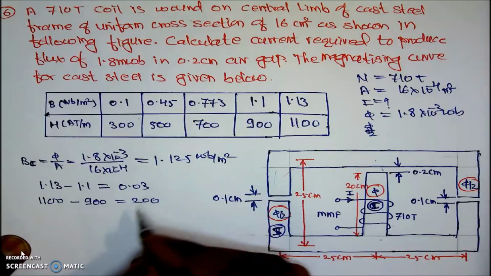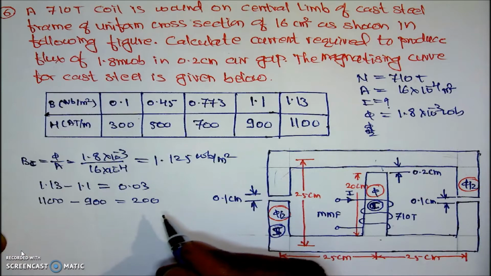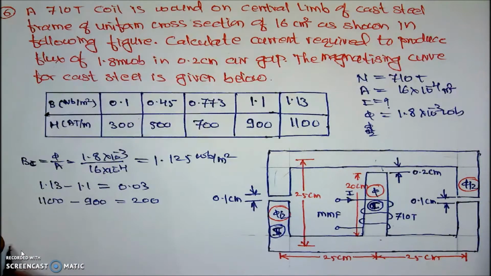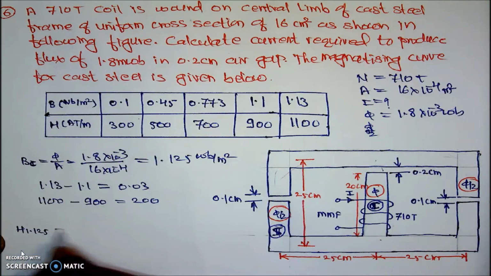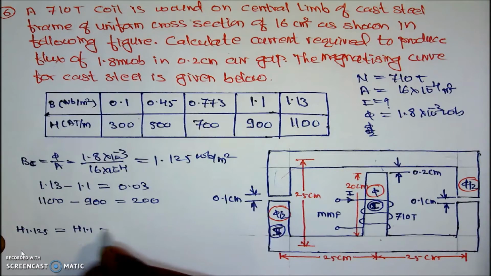And here in this case, according to what value we need, I will do the next calculation. Means we need to calculate H at 1.125, which is equal to H available at 1.1 plus how much is the additional value I need?